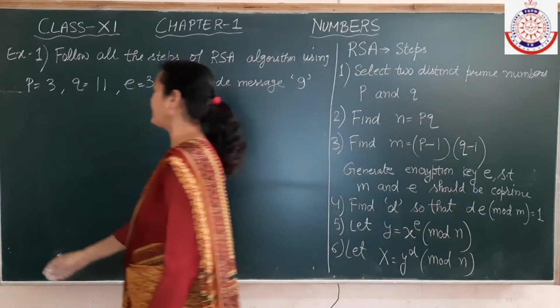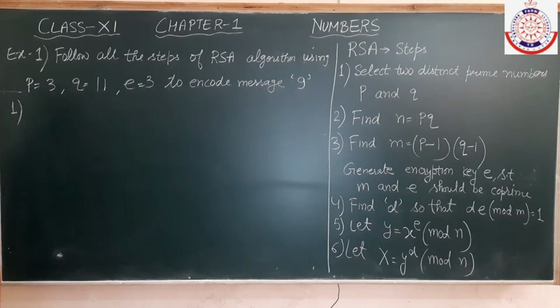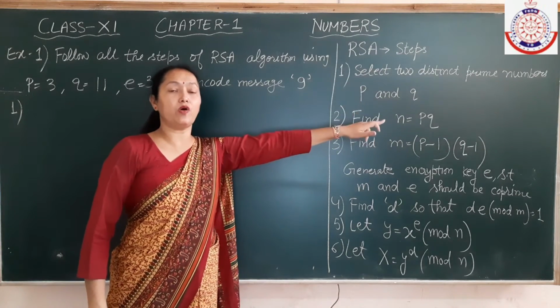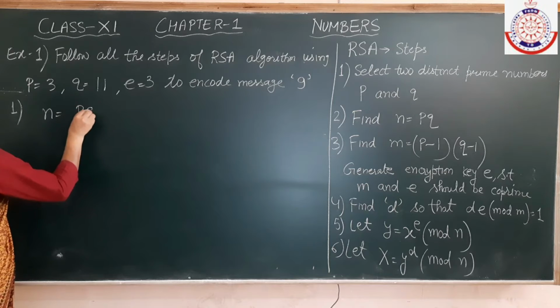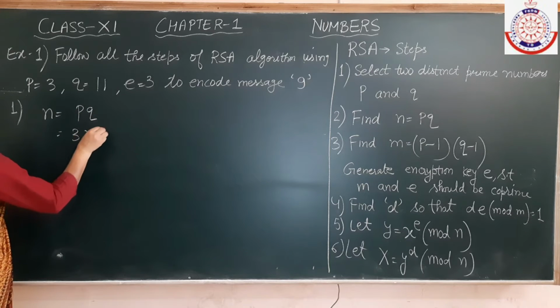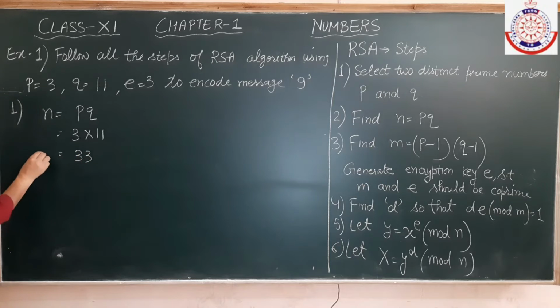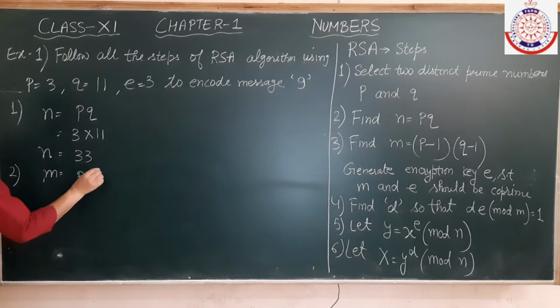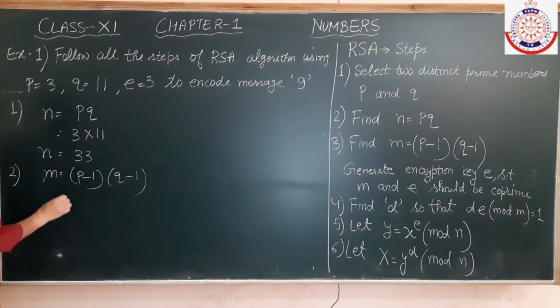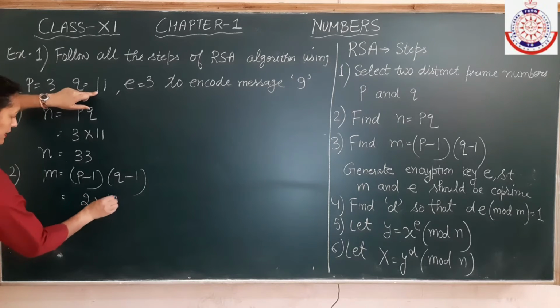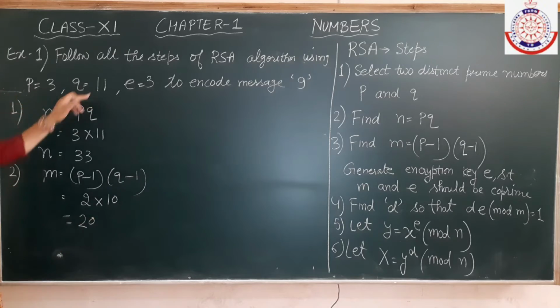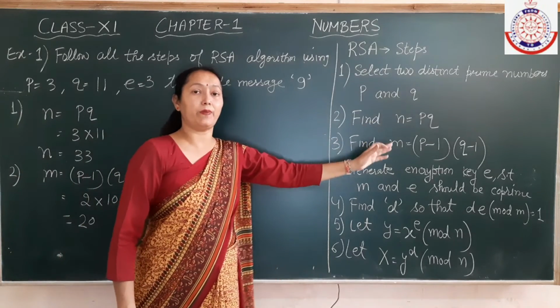Now the steps. First of all, P and Q we have obtained. Now we have to get N. N is equal to P into Q, that is 3 into 11, 33. So N is 33. Then the next step is to find M. M is equal to (P minus 1) into (Q minus 1). So 3 minus 1 is 2, into 11 minus 1 is 10, that is 20. We have obtained N, we have obtained M.